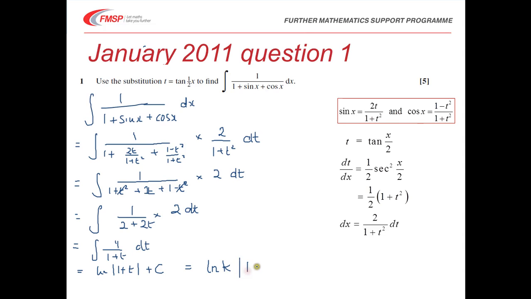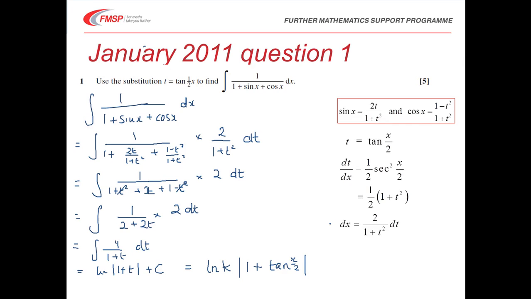So all I'm going to do now is to substitute back in t is equal to tan x over 2 and we have our answer. So it's an integration by substitution. As I say, all of this you could work through at the beginning so that you know exactly what you're going to be substituting in, and then it's just a matter of working through it carefully and trying to simplify it as much as possible.